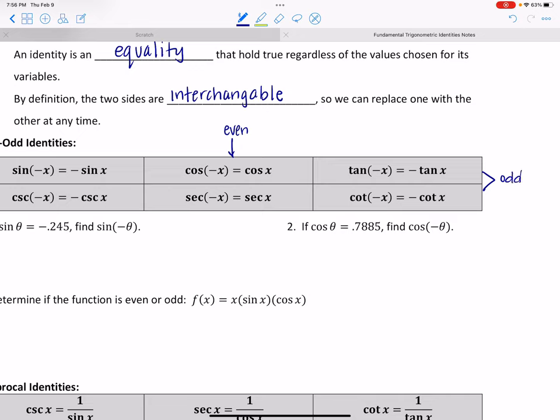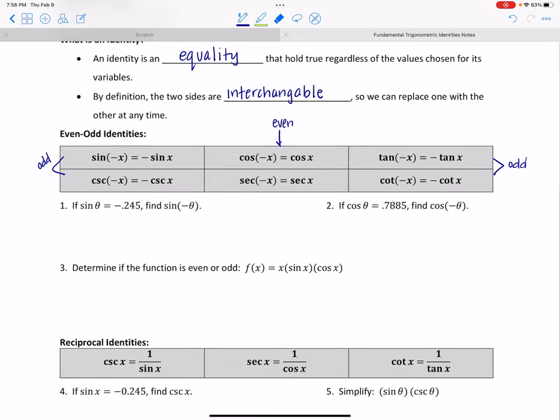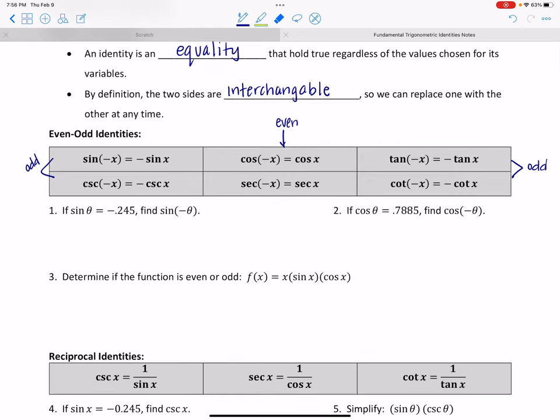When you change the sign of the input, it does change the sign of the output. And that's going to happen for every one of those odds. So, easy for me to remember graphically: cosine and its reciprocal are even, the rest are going to be odd. Cosine and its reciprocal are the only ones that have the y-axis of symmetry.